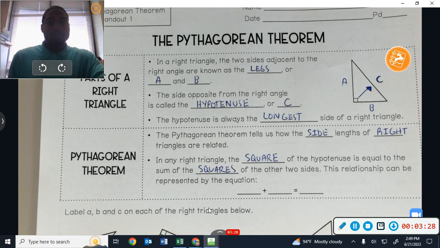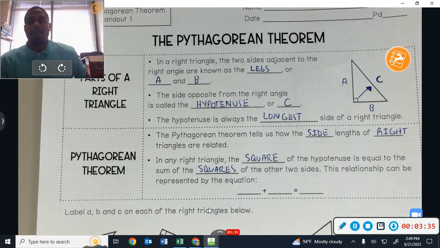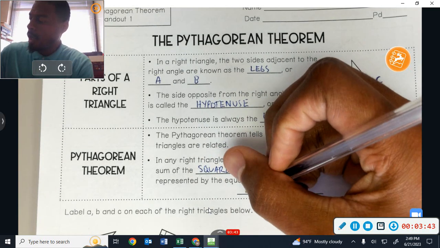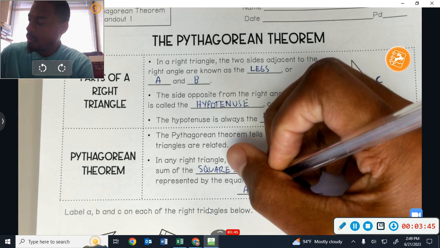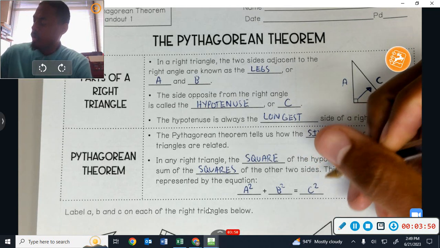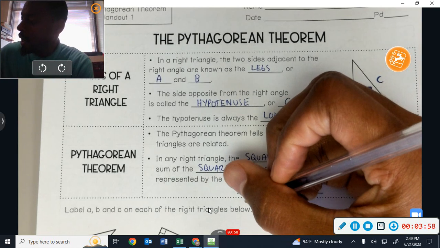So we said the square of the hypotenuse is equal to the sum of the squares of the other two sides. This relationship can be represented by the equation a squared plus b squared equals c squared. When I say squared, I mean an actual square, an actual shape.